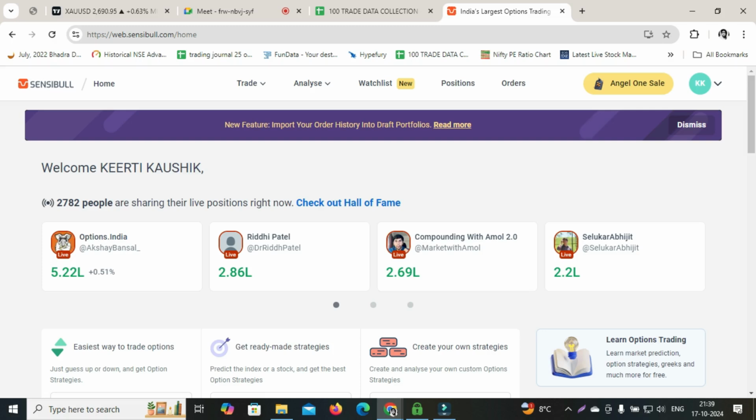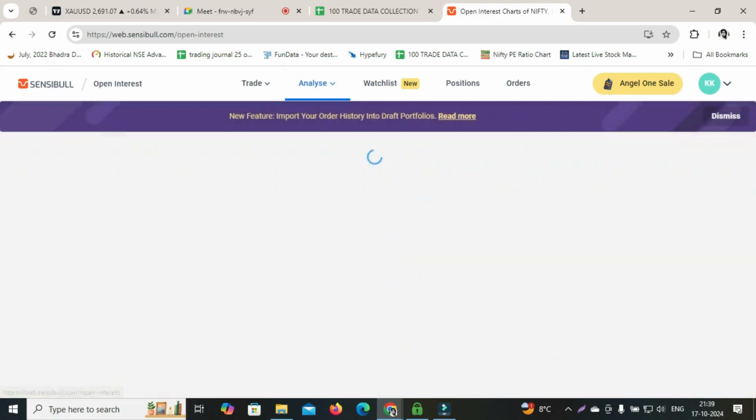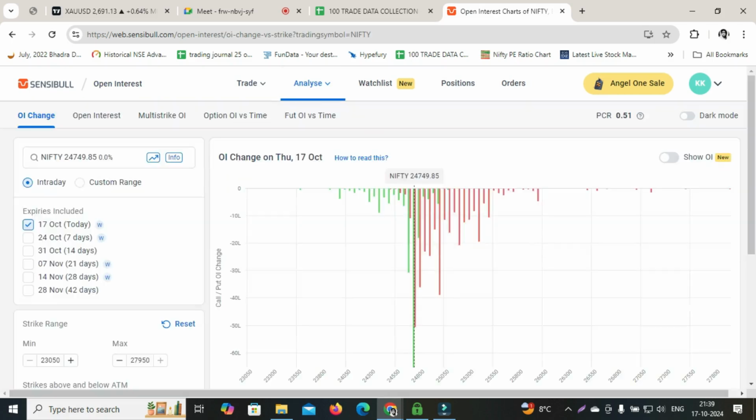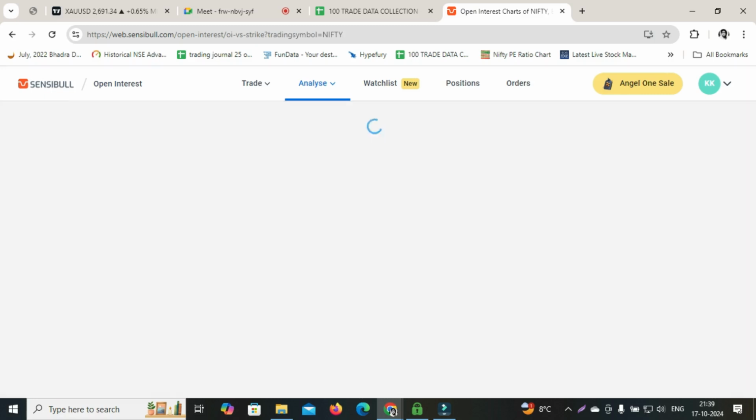For this I use Sensibull. Earlier it was free for almost one year, but now they have come back to their paid plan, which I think is 4500 something for the year. So I have taken that subscription. I go to open interest, not OI change, but open interest.